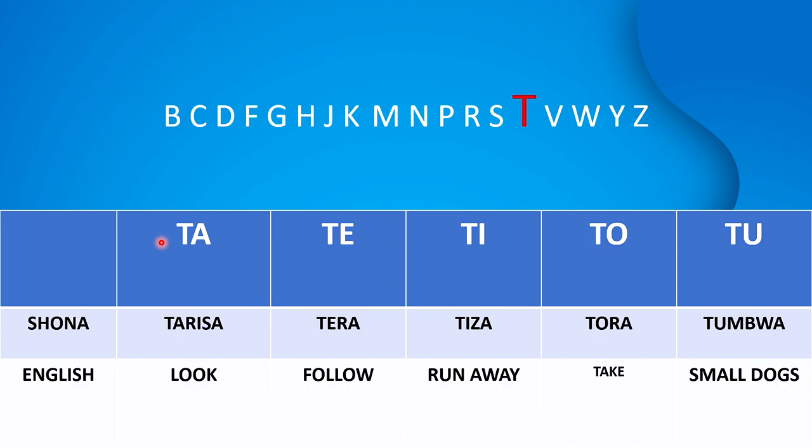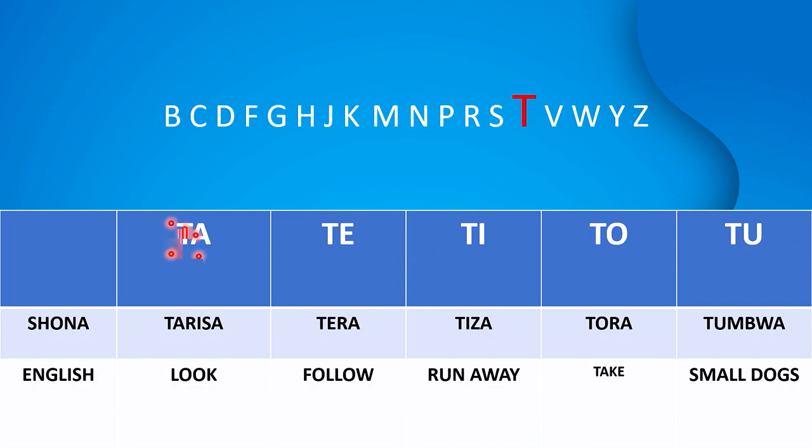Alright? Okay. So, combining letter T with the Shona vowels, this is how you pronounce it. When you combine letter T with the vowel A, it's ta, ta, ta. When you combine letter T with the vowel E, it's te, te, te. And when you combine it with I, it's ti, ti, ti. When you combine it with O, it's to, to, to. When you combine it with U, it's tu, tu, tu.